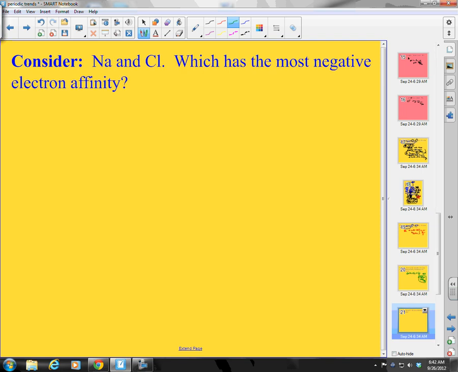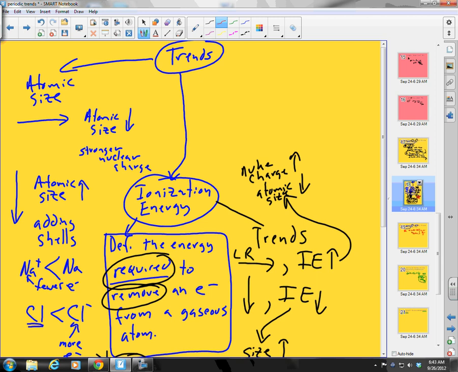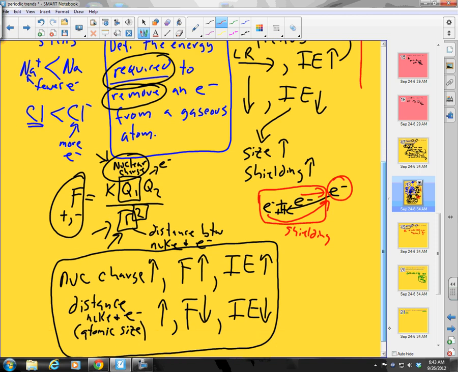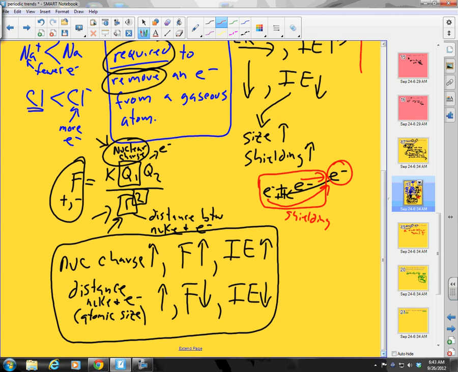Consider sodium and chlorine, which has the most negative, in a new concept here, electron affinity. Okay, folks, let us get some notes on electron affinity. All right, we have another trend up here, electron affinity, and I'm going to have to take it way down here. I'm going to need more space, don't I? So let's just keep going.